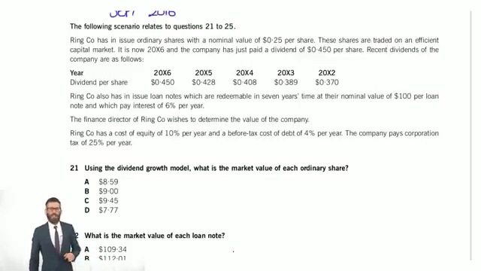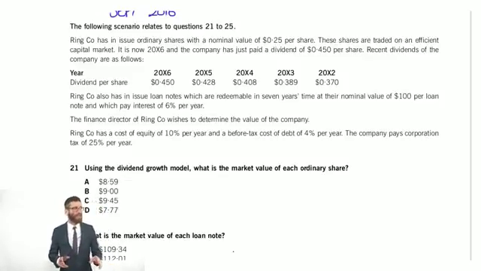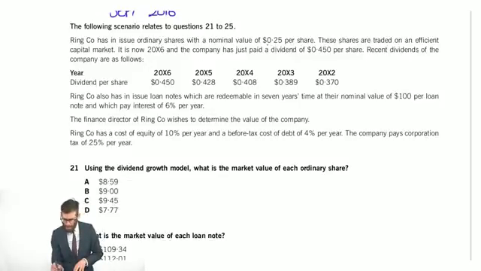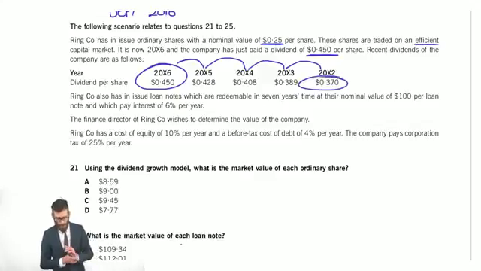15 minutes is not a great deal of time, but I'm confident from what we've covered tonight that you're going to be capable of answering these correctly. Real exam from September. We had a scenario here about a company that has ordinary shares in circulation with a nominal value of 25 cents. The shares are traded on an efficient capital market. It is now 2006 and the company has just paid a dividend of 45 cents per share. Recent dividends, so 4 years ago, the historic dividend was 37.